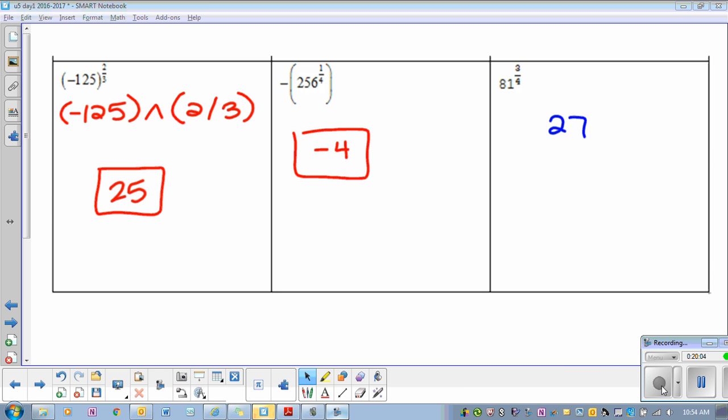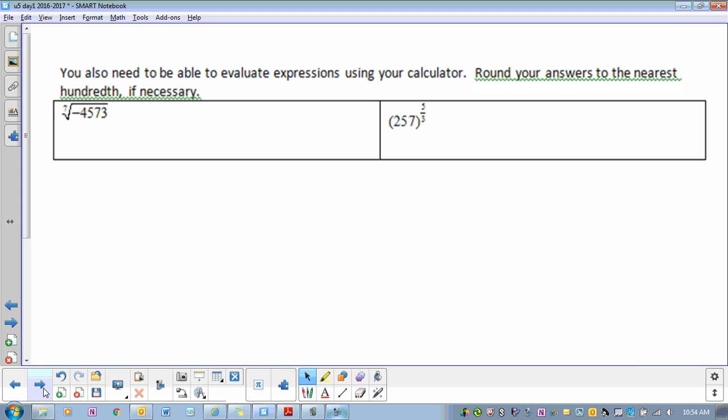Remember, unless it says round your answers to the nearest whatever, like this one, okay? I don't want decimals, all right? If your calculator gives you a decimal, you have to do the long way, all right? But these are the exceptions. Like I said, sometimes it says round your answers. That's fine. We just have to put it into the calculator.